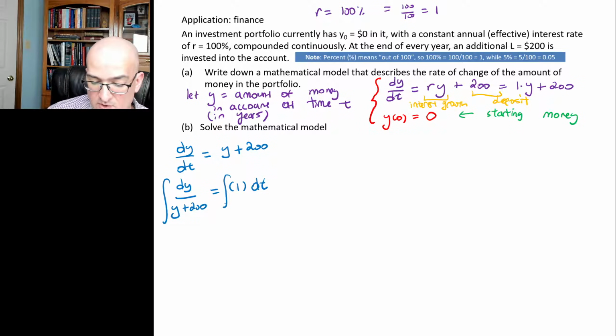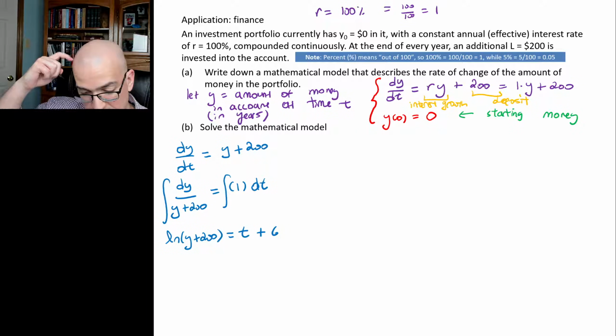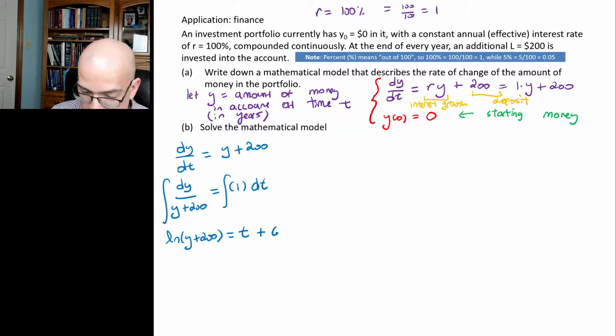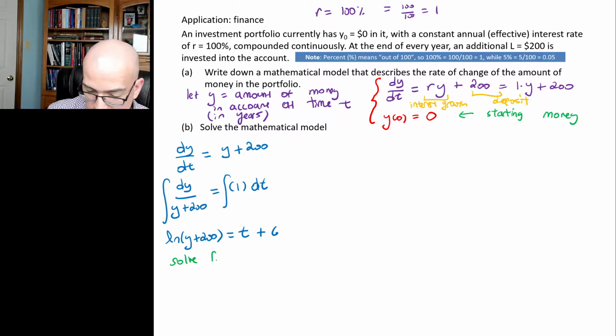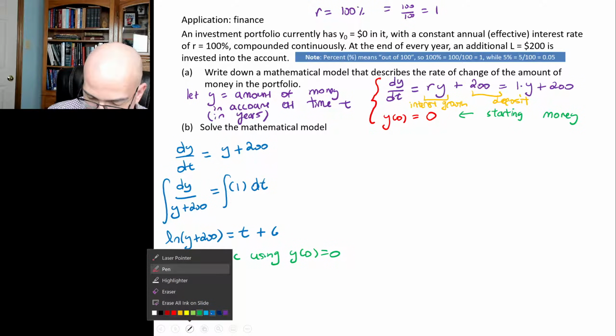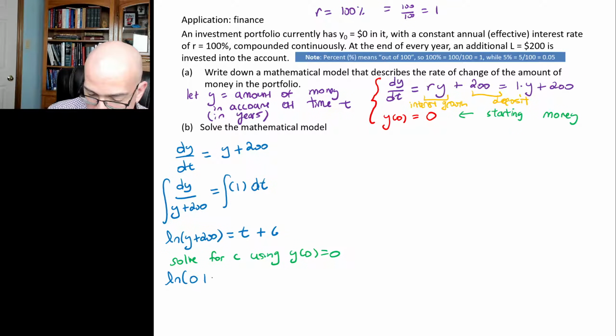The antiderivative of 1 over y plus 200 with respect to y is ln of y plus 200. The antiderivative of 1 is t, and then I'll throw in that constant of integration that we always get. Next, let's solve for c. Using y of 0 is equal to 0. So ln of 0 plus 200 is equal to 0 plus c. So ln of 200 is equal to c.